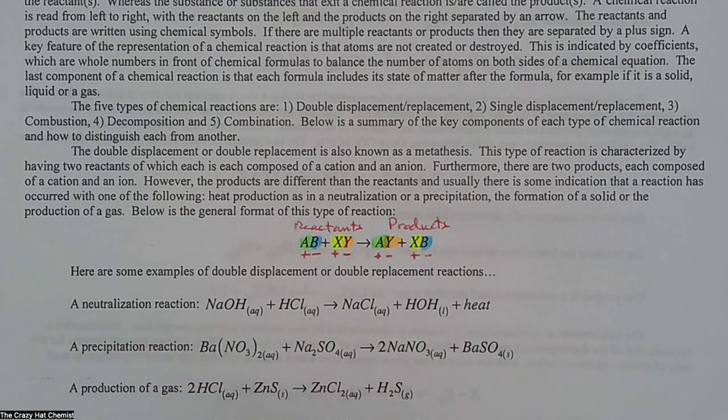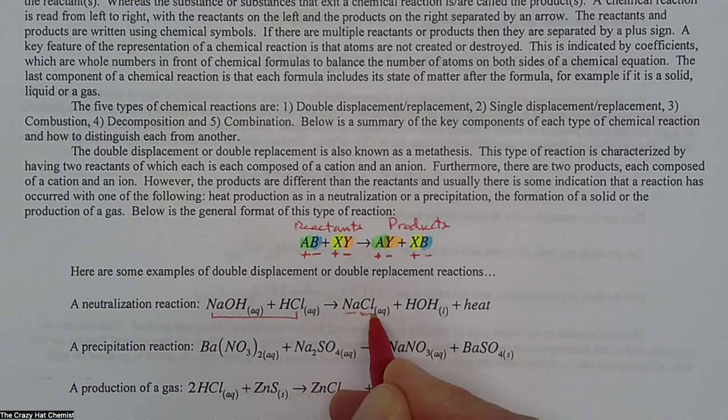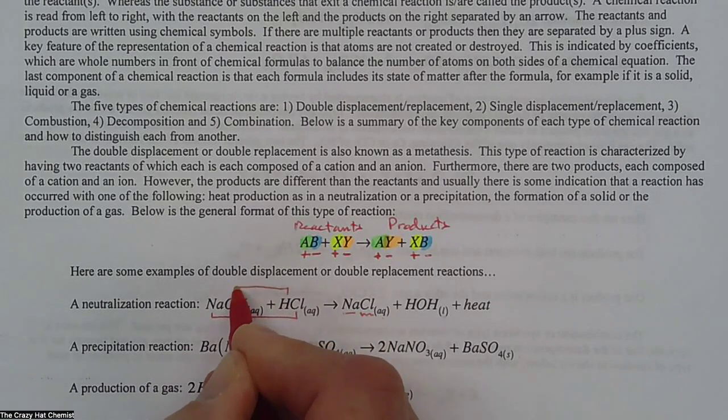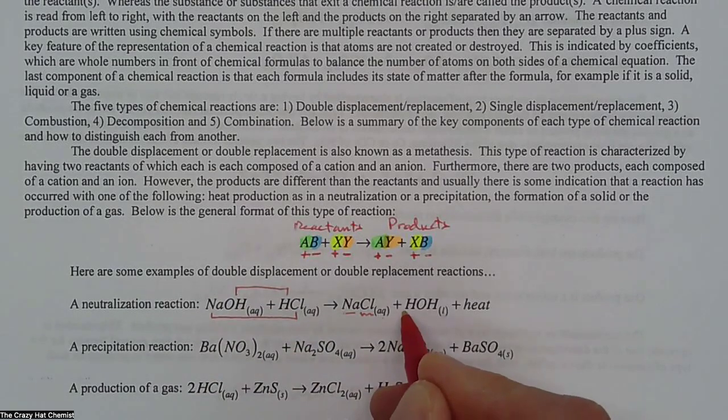Here's a neutralization reaction, that is NaOH, that's sodium hydroxide, that is aqueous, plus hydrochloric acid, that's aqueous, yields sodium chloride, aqueous, and H2O, that's water, as HOH, that's a liquid plus some heat. So you should see that this sodium combines with that chloride to form sodium chloride, and this hydrogen combines with that hydroxide to form water, H2O.